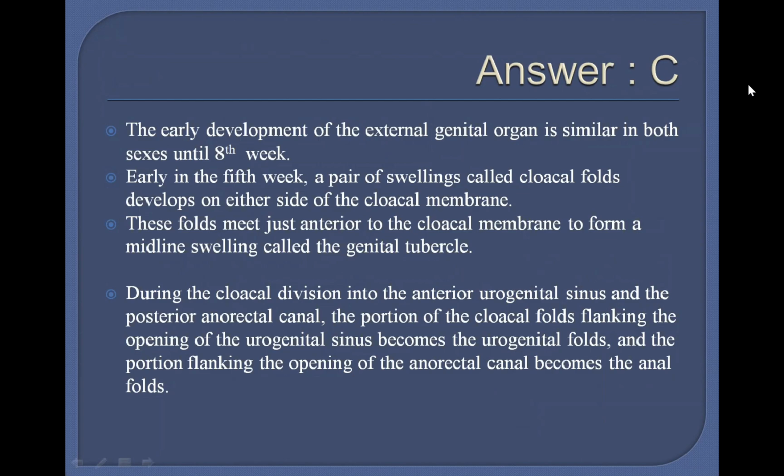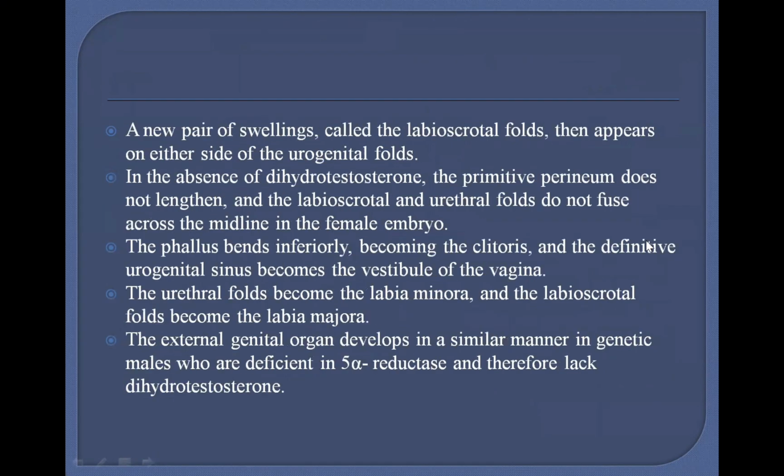During the cloacal division into the anterior urogenital sinus and the posterior anorectal canal, the portion of the folds flanking the opening will become the urogenital folds, and the portion flanking the opening of the anorectal canal will become the anal folds. Gradually a new pair of swellings are formed, called the labioscrotal folds, which appear on either side of the urogenital folds.